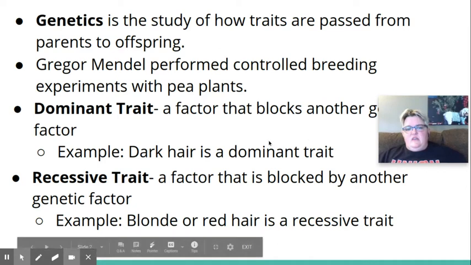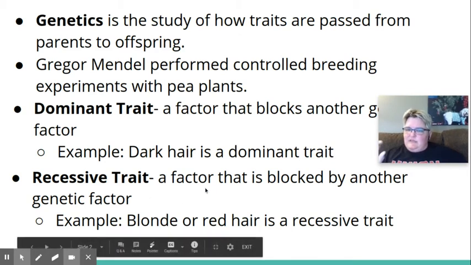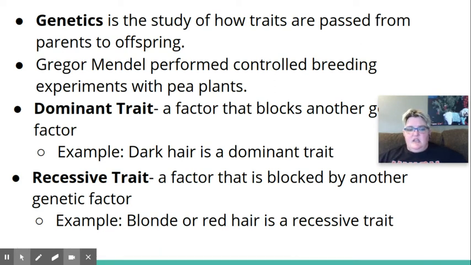And so that's what he noticed here, is that most of the time all he saw were the tall plants. But every once in a while, he was able to see the recessive trait, that shortness in this case. And so, dominant and recessive traits can be that tallness and shortness in plants.